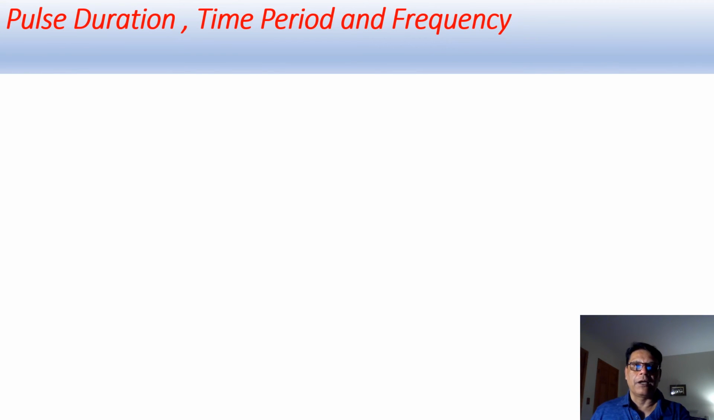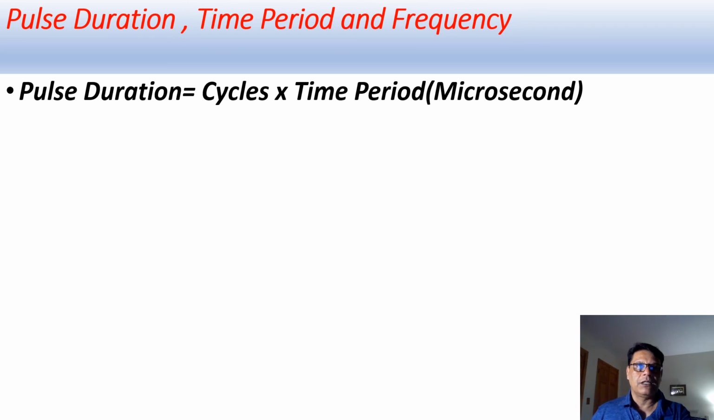Pulse duration, time period, and frequency. Pulse duration, PD, is equal to the number of cycles multiplied by the time period.